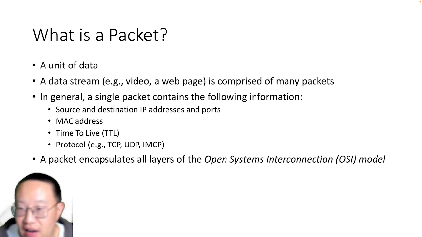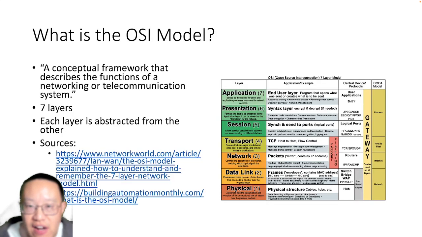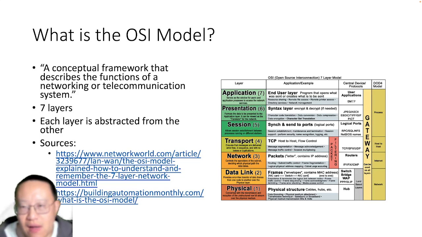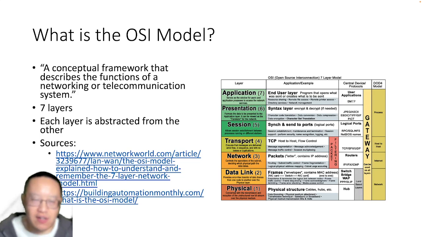And I want to give a shout out to my friend Rob Graham, because this is one topic that we don't like to talk about because it's confusing as hell, and also, quite frankly, some of it doesn't even make sense. But what is the OSI model? The OSI model is, quote unquote, a conceptual framework that describes the functions of a networking or telecommunication system.